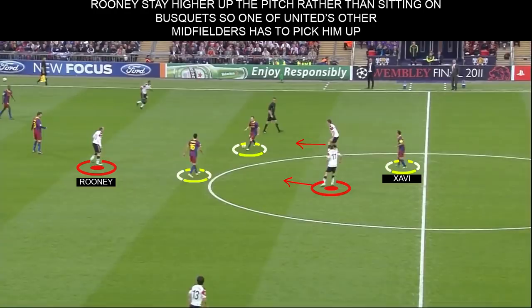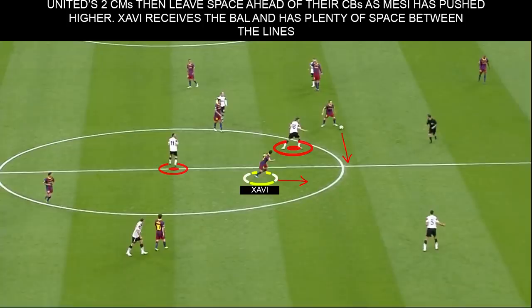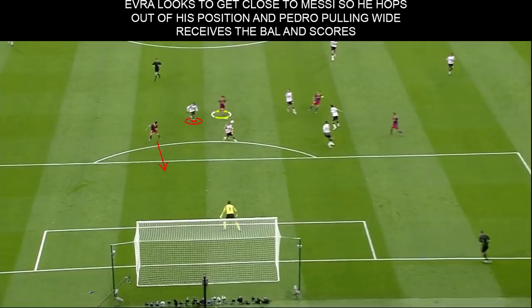Rooney is ahead of the Barcelona midfield. Busquets and Iniesta form a double pivot and Carrick and Giggs are drawn towards the ball, while Xavi is untracked, making the movement between the lines. He receives the ball and Messi moves to the right half space as discussed, drawing Evra out of position. Instead of Alves, it's Pedro making the run outside him to receive the ball free and have a shot and score.